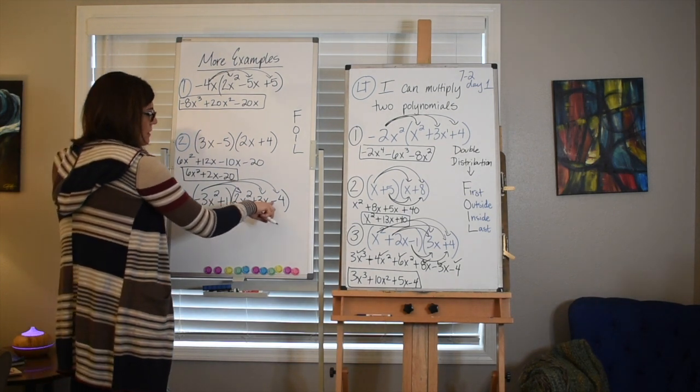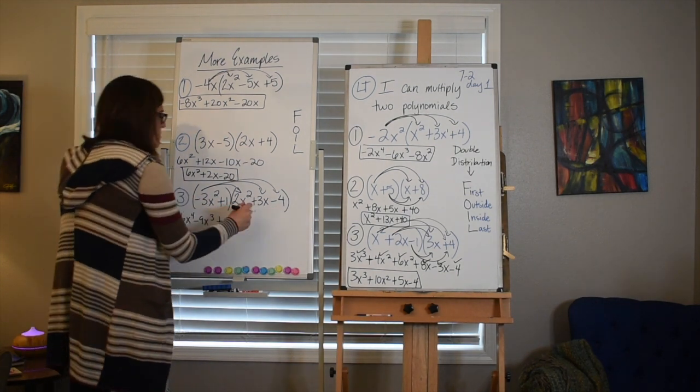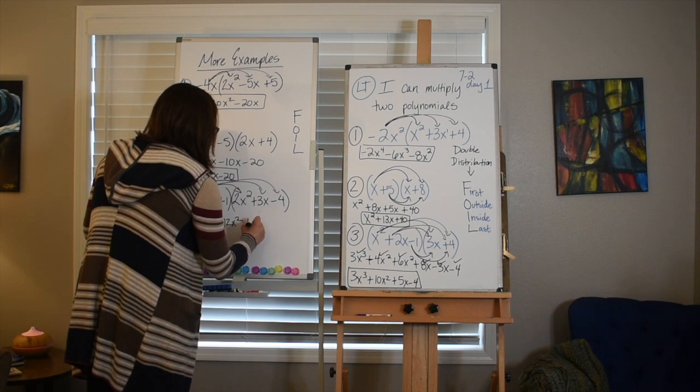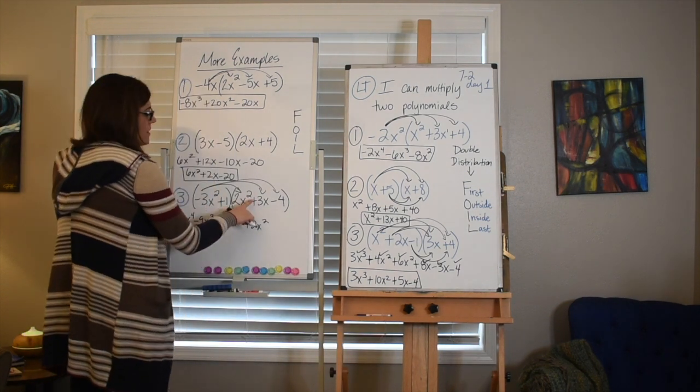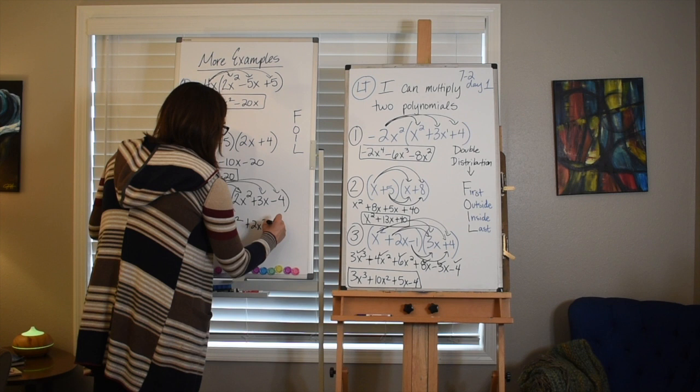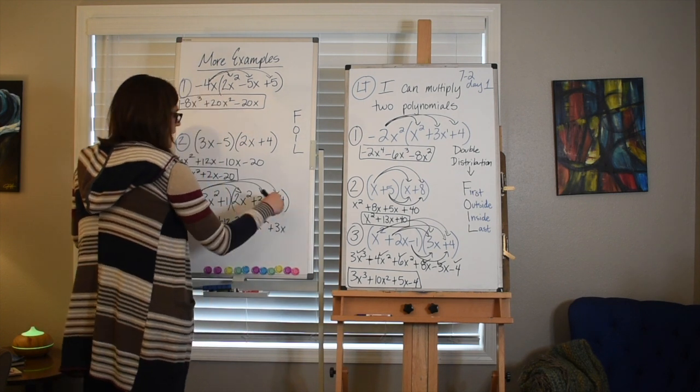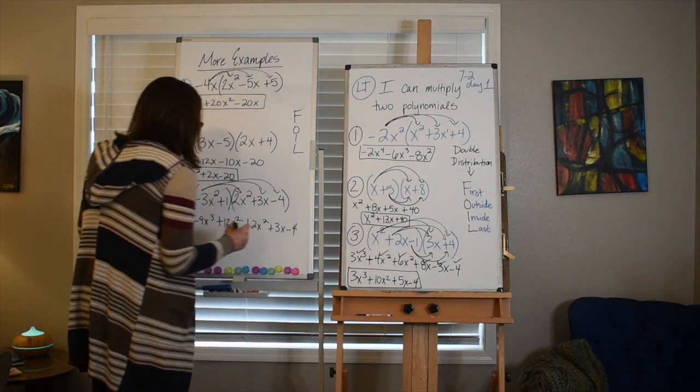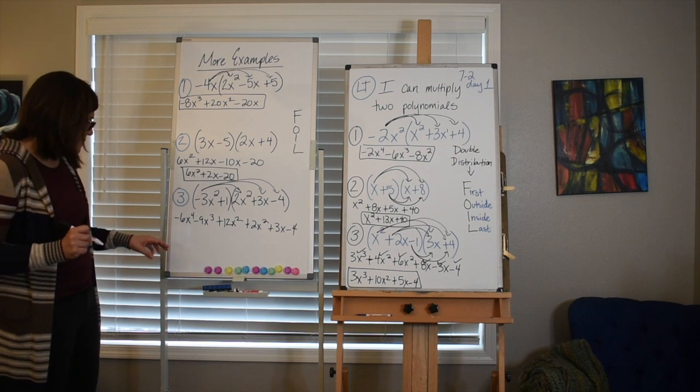Let's move on to our next one. It's 1 times all of these. So 1 times 2x squared would be positive 2x squared. 1 times 3x would be 3x. 1 times -4 would be -4. Now we need to combine our like terms.